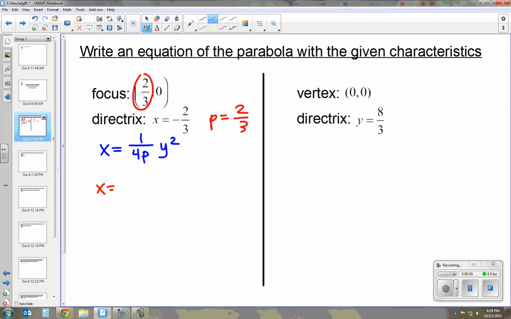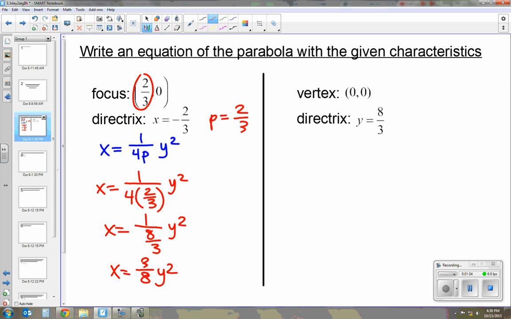So x will equal 1/4 times p, which is 2/3, y squared. Simplify, 1/6 y squared. So that's going to be x equals 1/6 y squared. And we've got our equation. Much easier than before.